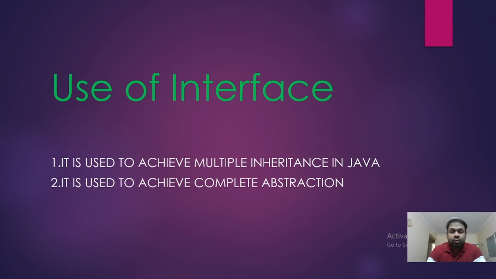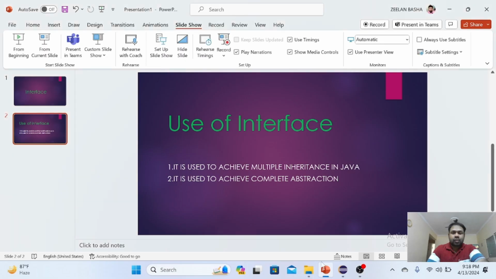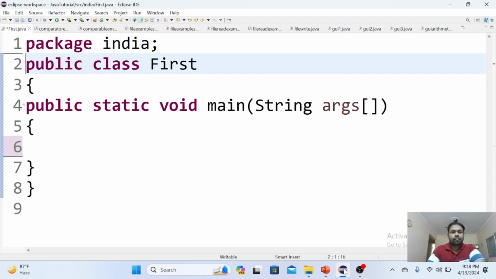Something like a TV remote. The user can operate the TV with its remote. What exact technical things are happening inside is not needed to be known by the end user, right? So that is what abstraction means. So we will be seeing the interface concept with an example. So let us get back into the code.